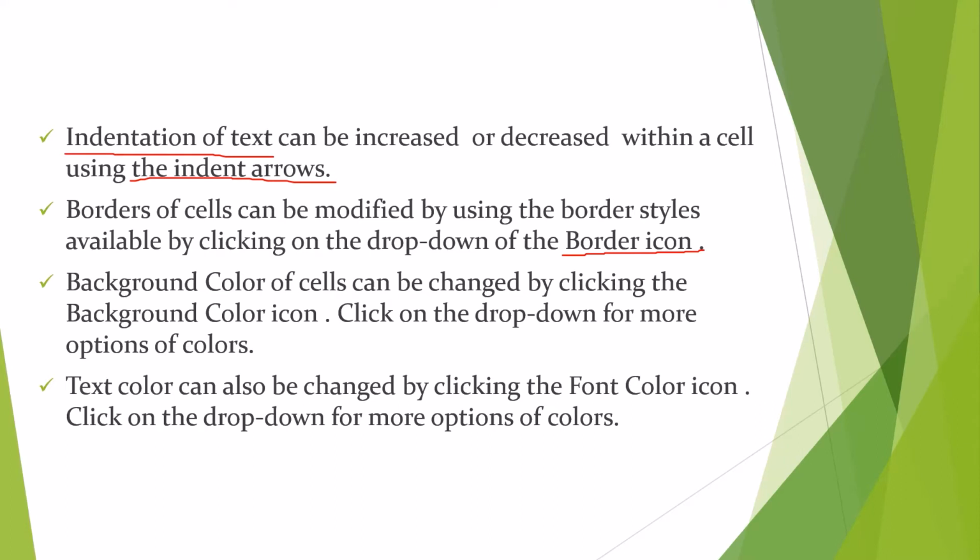Background color of cells can be changed by clicking the background color icon. There is a background color icon and there is a font color icon. So if you want to change the background color of cell, then you have to choose the background color icon. And if you want to change the color of the text, then you have to choose the font color icon for changing its color.